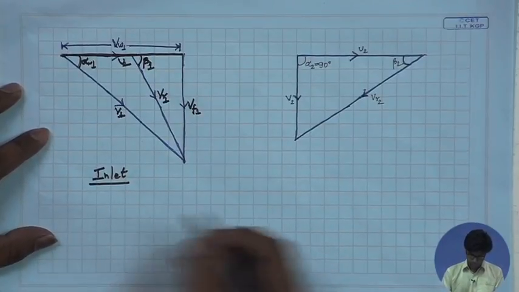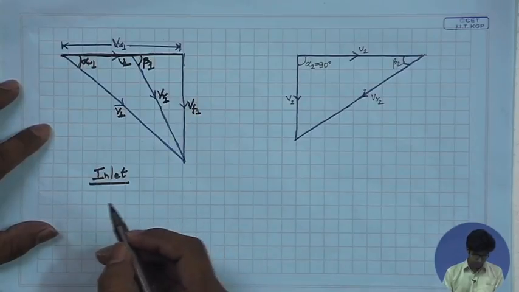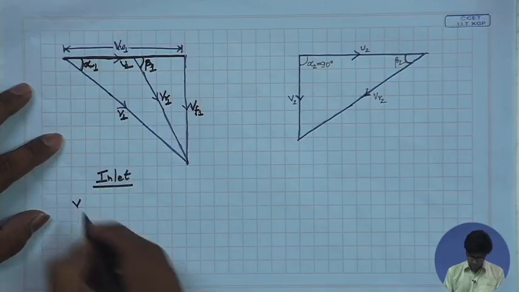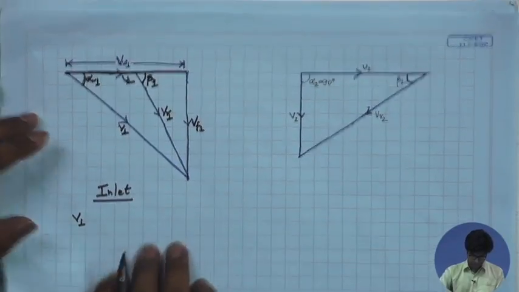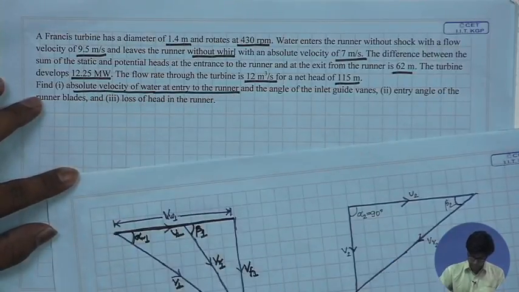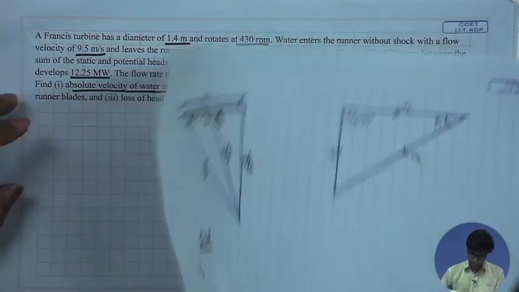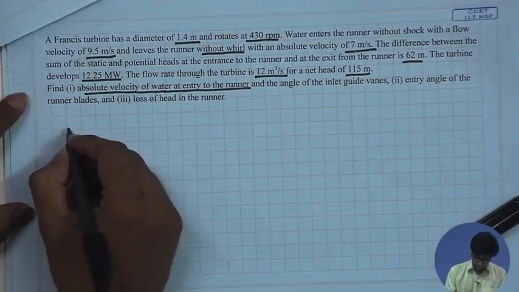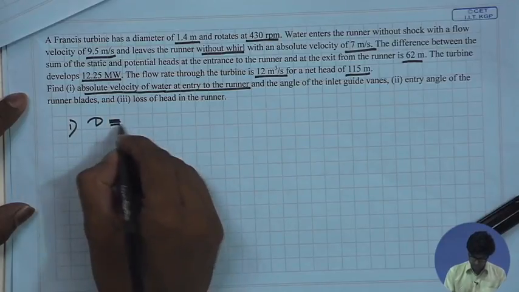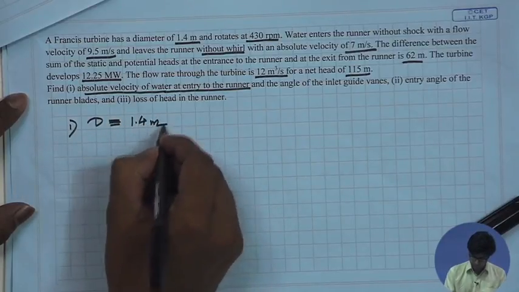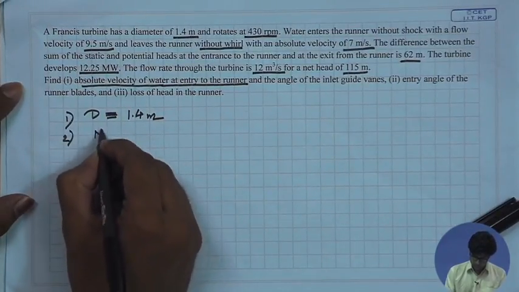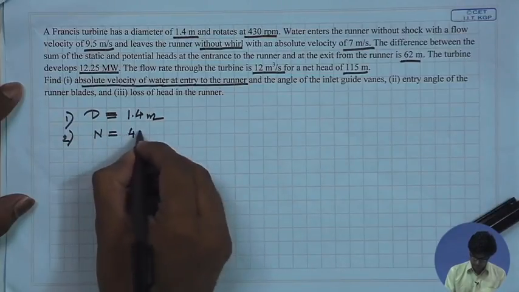So, this is the inlet velocity diagram. Basically, in the first part we are required to find out the absolute velocity of water at entry to the runner, that is V1. So, first let us see what parameters are given. The diameter of the runner is given as 1.4 meters. Second, the rotational speed of the runner is given as 430 rpm.